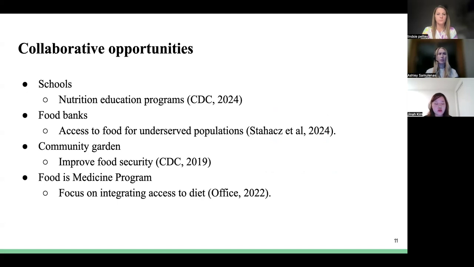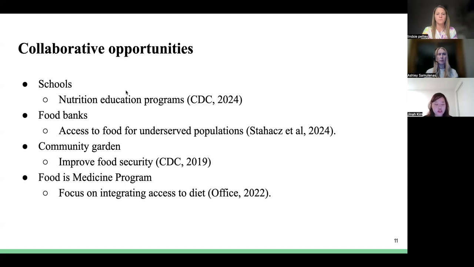So here are some collaborative opportunities that exist locally to improve population health related to the global health issue of malnutrition. First off, at schools, we're implementing nutrition education programs, integrating lessons on healthy eating habits into the curriculum, such as using fruits and vegetables in math lessons or measuring the ingredients for recipes. For the food banks, access to nutritious food for underserved populations, providing more nutritious food leading to increased consumption of fruit and vegetables, improving the overall diet quality.